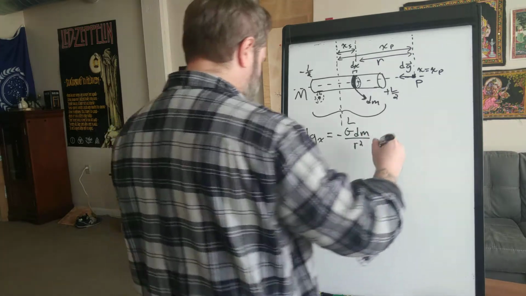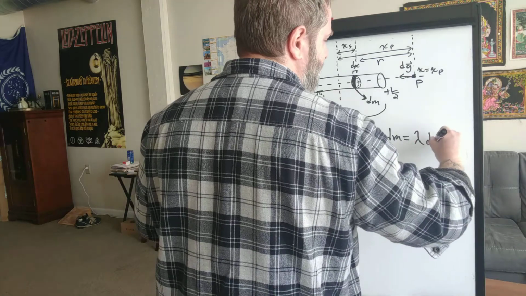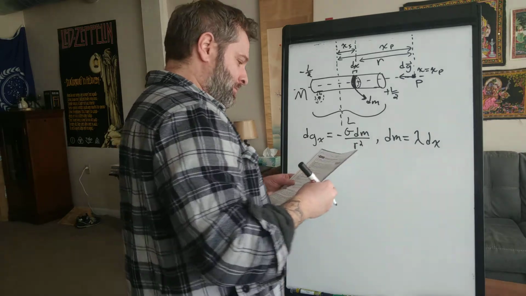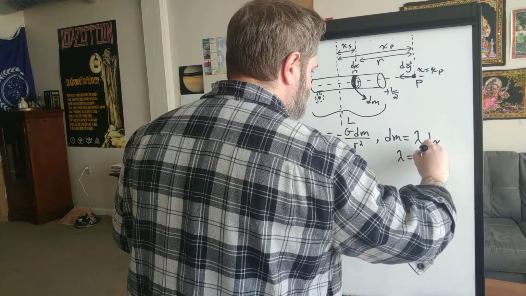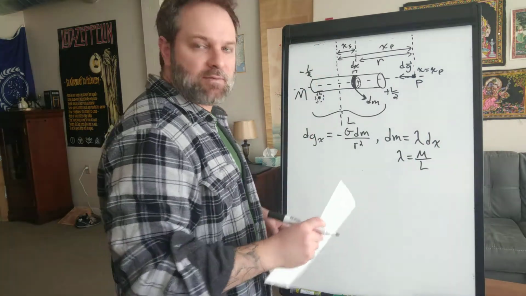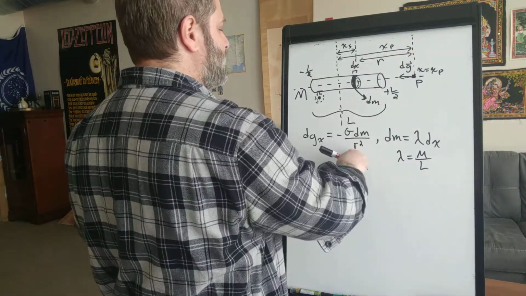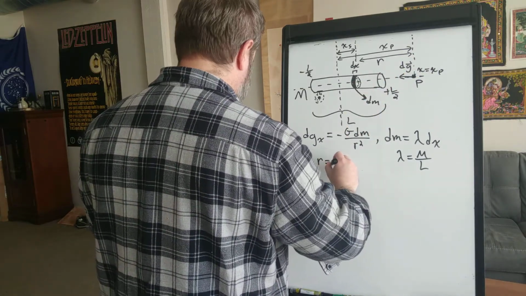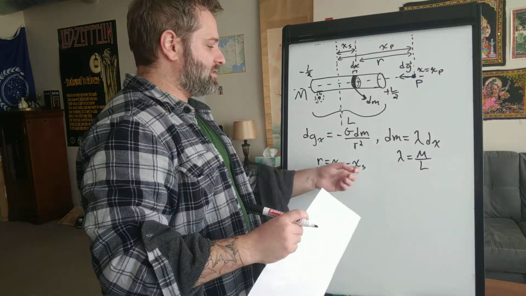And that dm, of course, and this should be very familiar, is just lambda dx. The volume along one dimension, the dx, times the density lambda. And then that lambda, for an object of constant density, is just M over L. The mass divided by the length. So now, since we need this r, we have to find it. That's pretty easy. r is just xp minus xs. So some constant minus a variable.